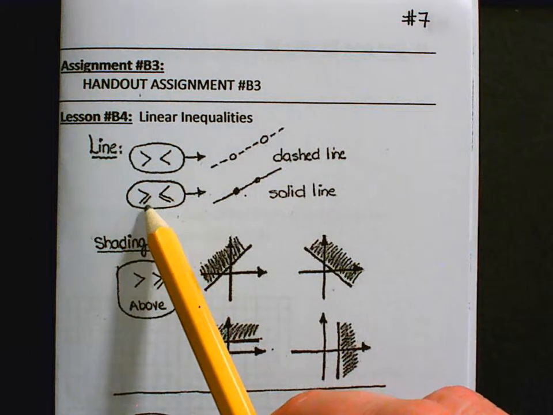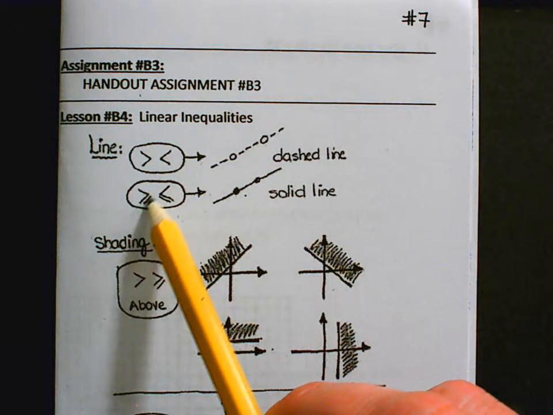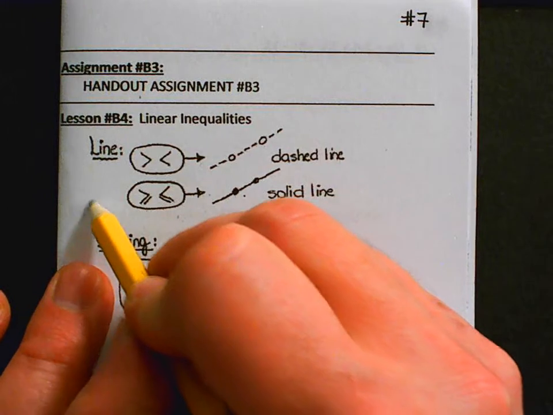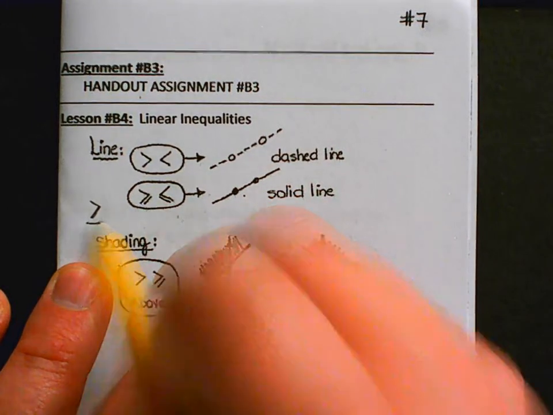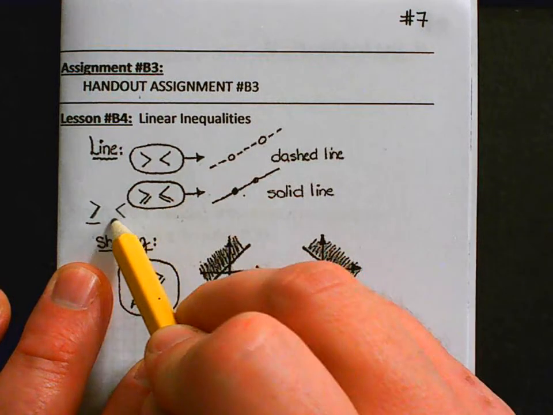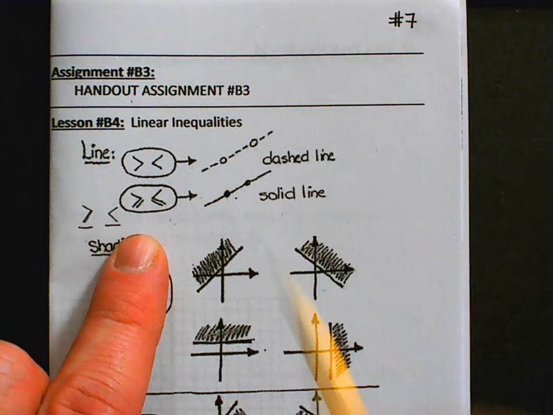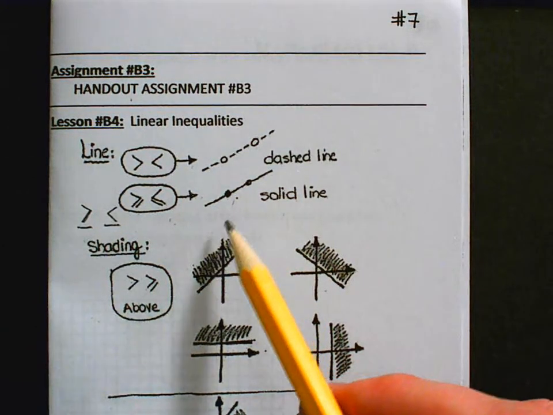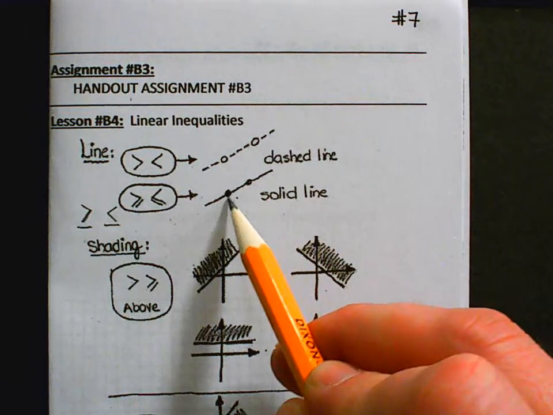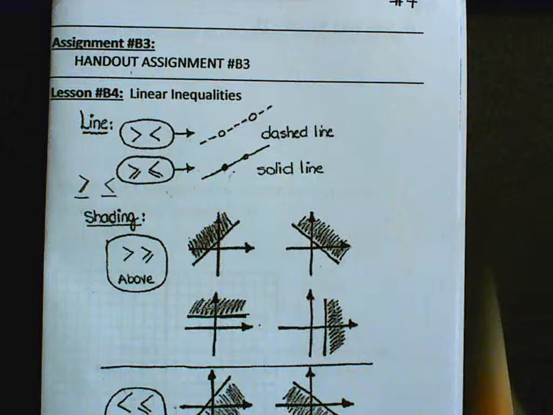If you have greater than or equal to, or less than or equal to, in other words, the sign with the little line underneath, and sometimes you might see it like this. Okay, that's the same as that. If you see any of that, they are the same, and you're going to use solid lines and solid points for your points.